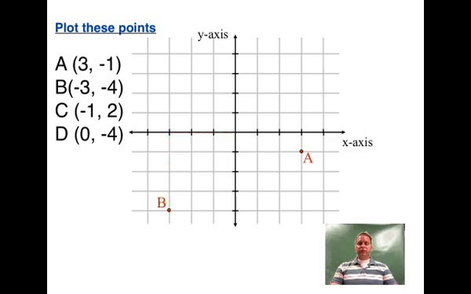Would you put your pencil where you think point C is going to be at? For -1, +2. So 1 to the left, up 2, puts us right there. Next we have 0, -4. So 0 says don't go left or right, but I do have a -4, so I do need to go down 4, and that puts me at point D. And there's our 4 points.